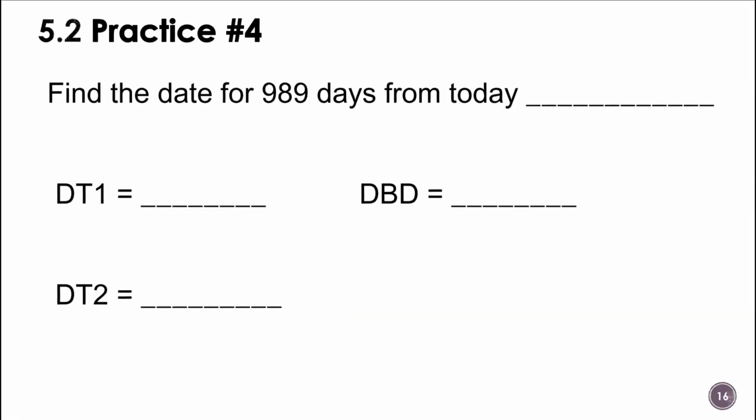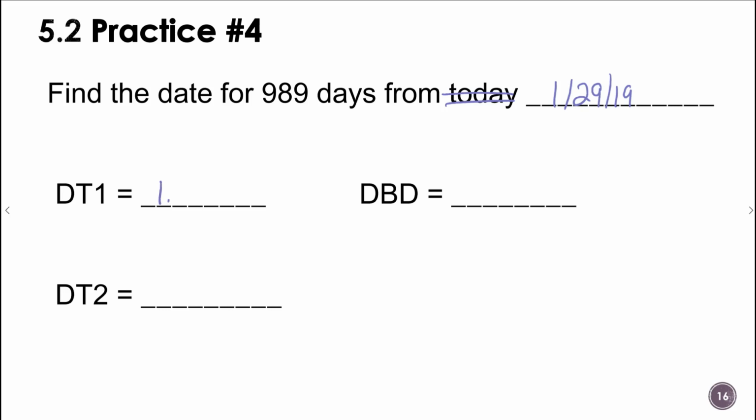Okay, so this one says find the date 989 days from today. And so we have to put in today's date. And so I kind of hate to use today's date. I would like to just use a generic date of some sort to work with us. So I'm going to use 1/29/19. And that way, I don't have to change the video every semester. And we're going to use 989.